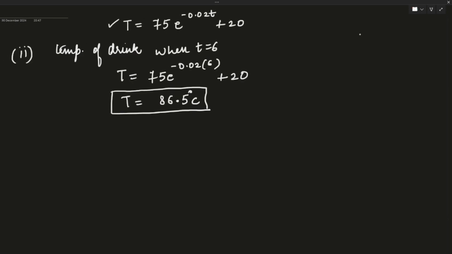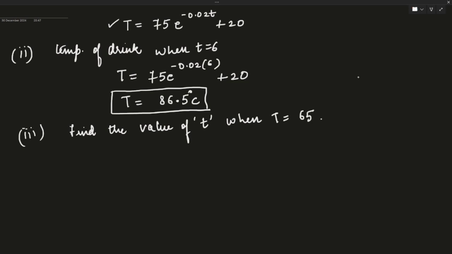So now we have our third part. The third part is find the value of t. Find the value of small t. Now you have to find the value of small t, which is the time, when the temperature of the drink, capital T, is 65. Okay, so you have to find the value of small t, which is time, when temperature is equal to 65.